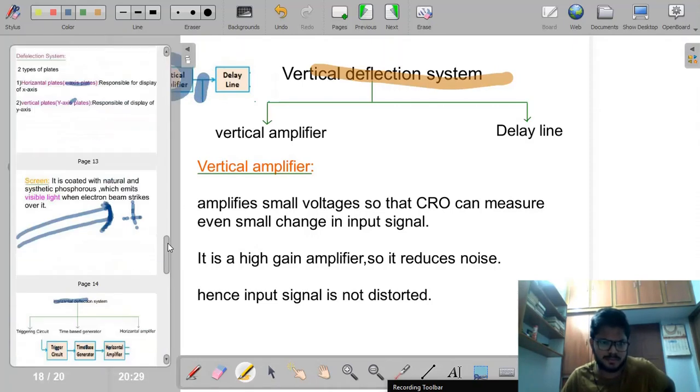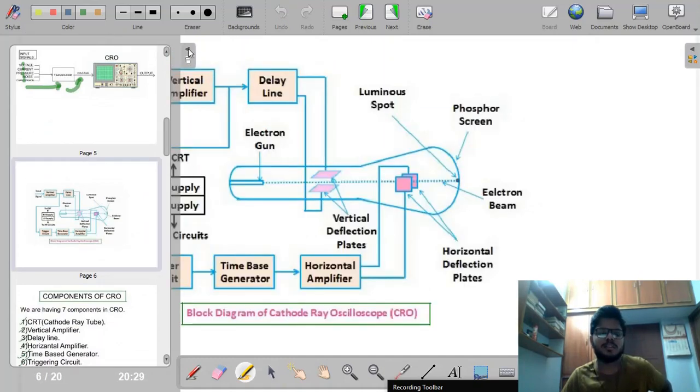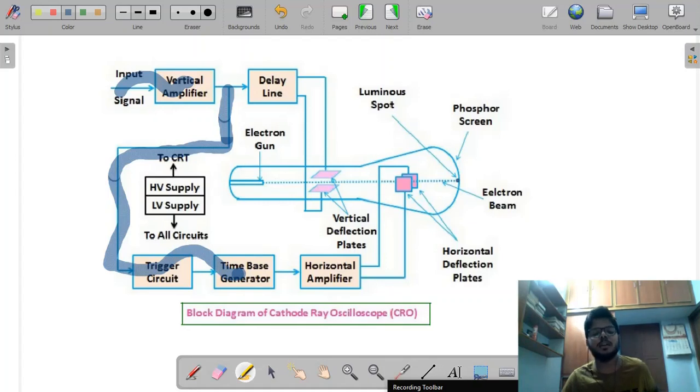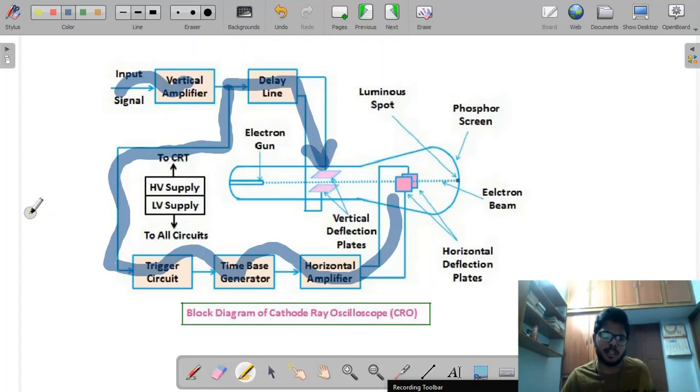See this. When our signal is amplified, from here the signal needs to go to the horizontal deflection system. It must cross the triggering circuit, the time based generator, the horizontal amplifier, and finally reach here. But if there is no delay here, it reaches fast. Suppose it takes 1.5 microseconds, it may take only 0.1 microsecond.